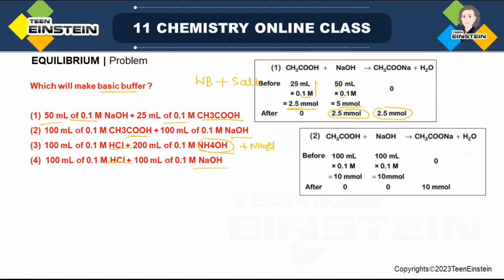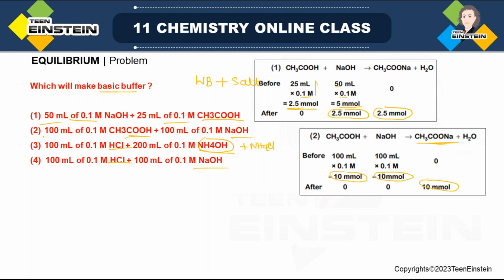Then the second one, the same type of calculation: multiply the volume in ml with the molarity, and you get the number of millimoles, 10 and 10. So both are the same. So there will be only salt, which is a weak acid, weak base type of salt. But this is not a basic buffer, right?